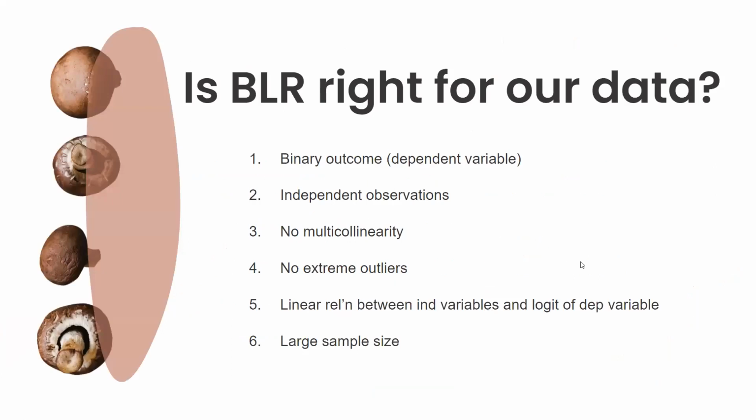So we looked a little bit at whether binary logistic regression is the right thing for our data. Some of the assumptions. One, are we looking at a binary outcome? So is our dependent variable a yes or no? And it is. We're looking at edible or poisonous. Are the observations independent? They are. These are hypothetical field observations that were taken by hypothetical people in a hypothetical place.